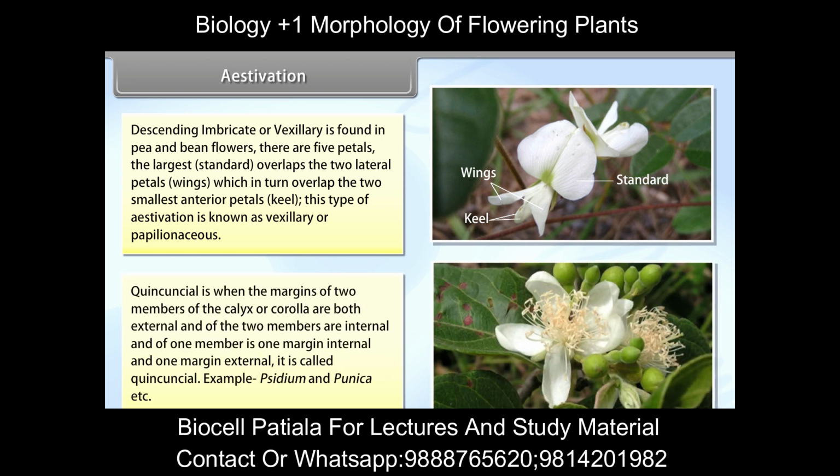Quincuncial is when, of the 5 members of the calyx or corolla, the margins of 2 members are both external and of 2 members are both internal, and of one member one margin is internal and one margin external. Then it is called quincuncial. Example, Psidium and Punica, etc.